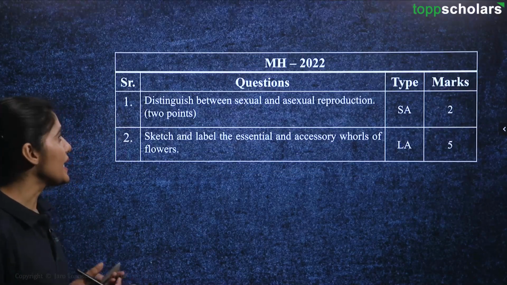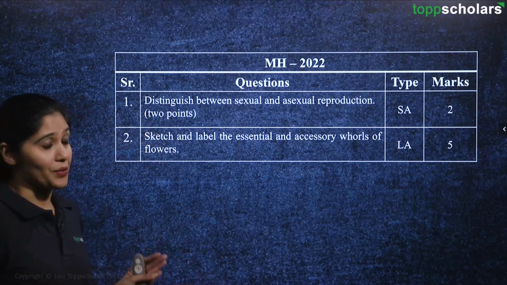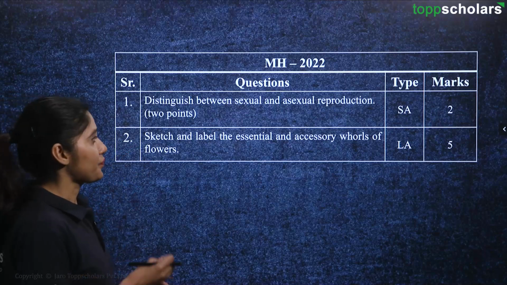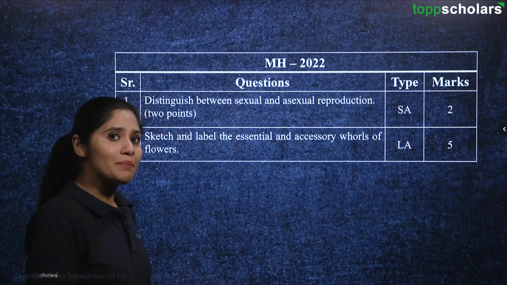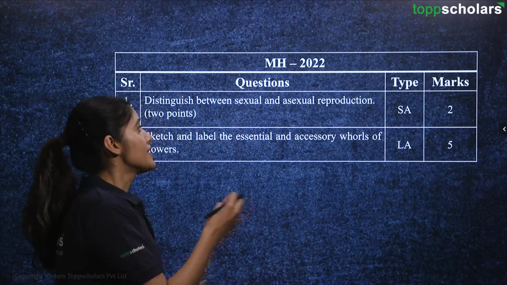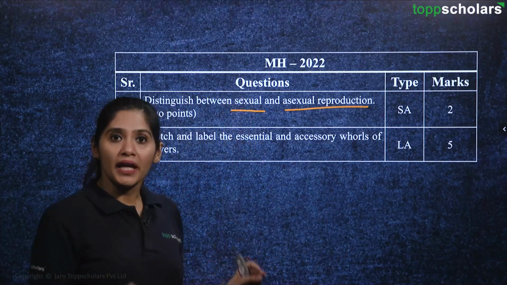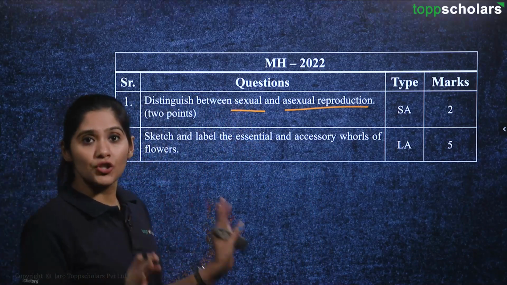Now, let's move on to the next year, that is 22. Distinguish between sexual and asexual reproduction. Again, you can see that this question is also repeated. We are getting many questions which encircle sexual and asexual reproduction. So, make sure not to skip this topic, right?